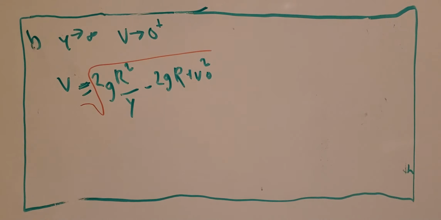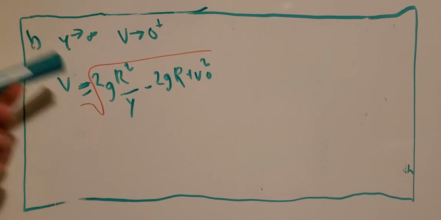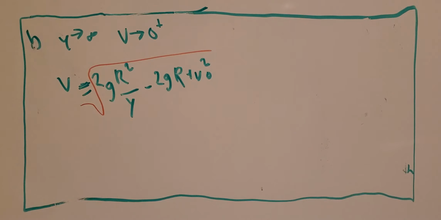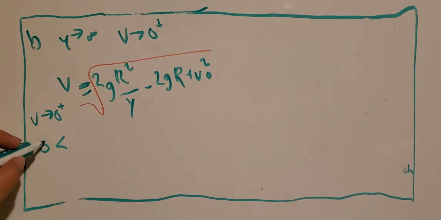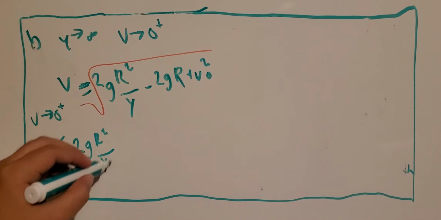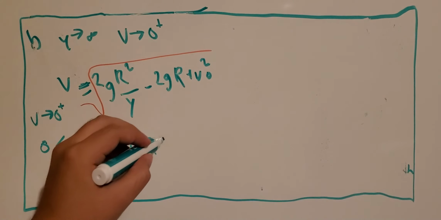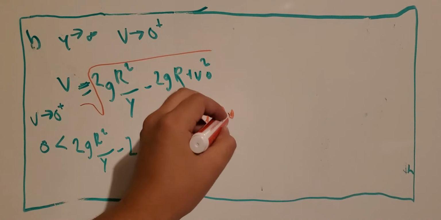So now we set v is equal to 0, because v is a real number that's more than 0, so we just set it like this. So for v equal to 0, we set 0 is less than 2gR squared over y minus 2gR plus v squared naught. And in this part the hint is y is infinity.